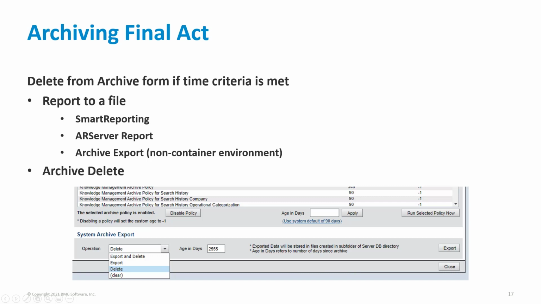Now, some environments, especially container environments, you may not be able to do the export. The files go into your AR system DB directory, and that might not be convenient for you or even possible for you. So in those cases, you'll want to find another method of exporting the data, assuming you need to keep it, and then just come down here and choose the delete option. And so once you choose the delete option, choose your days, and then click on the export button, then it will go in and delete your data, and that will be the final act for your archive data.